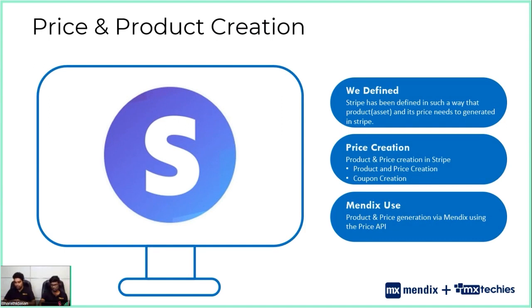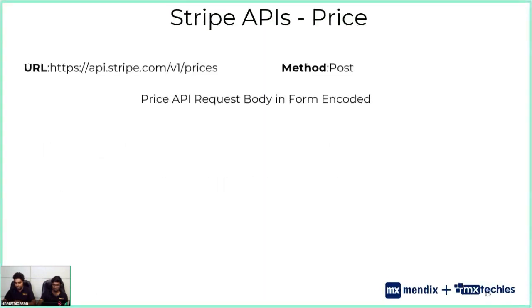The price API will create the product in Stripe, and it will provide us the unique price ID. Using the price ID only, we are going to make the payments, generate the invoice, and also do the webhooks, like updating the respective payment details in the Mendix app. So the price ID is very important. So yeah, let's look into the price API in detail with the parameters.